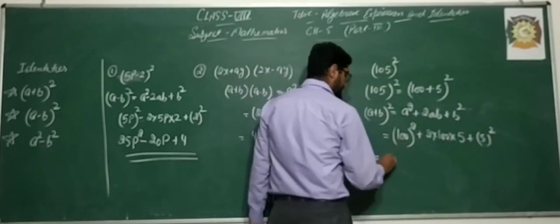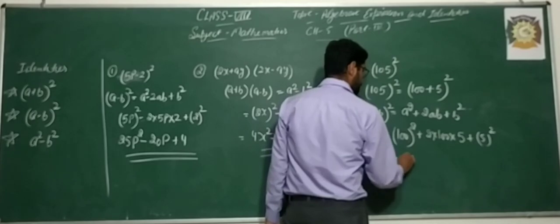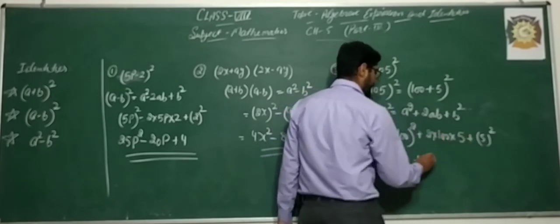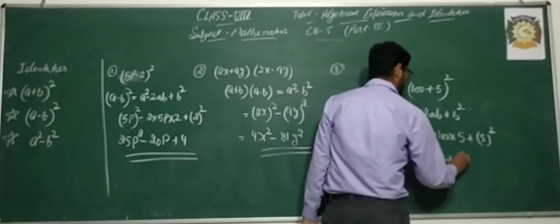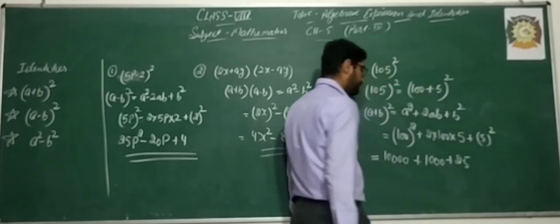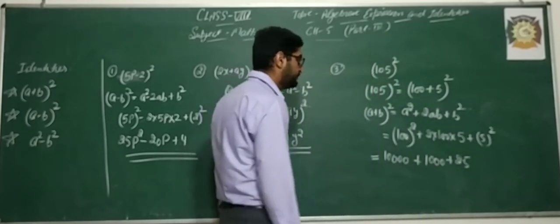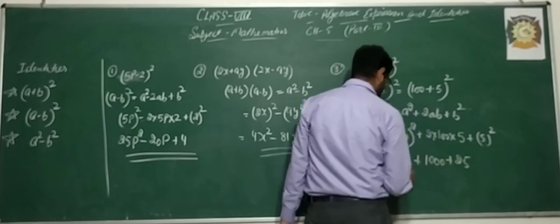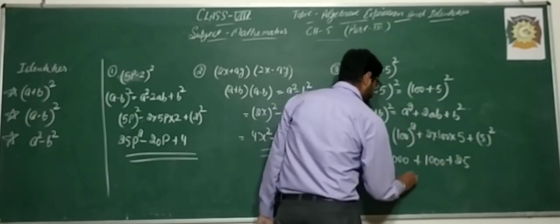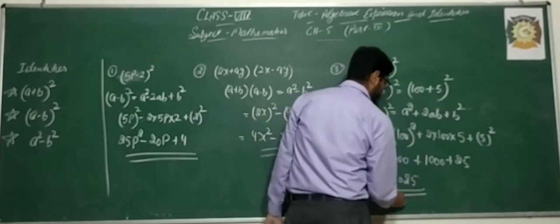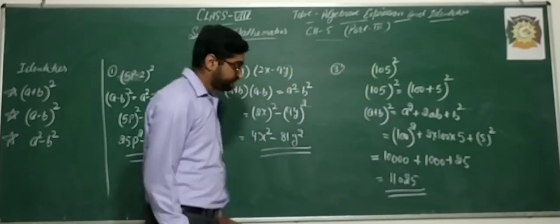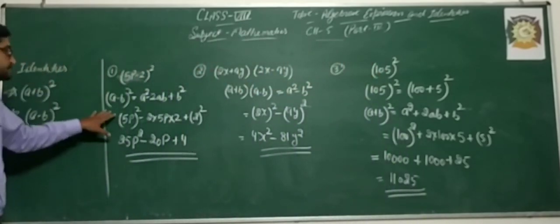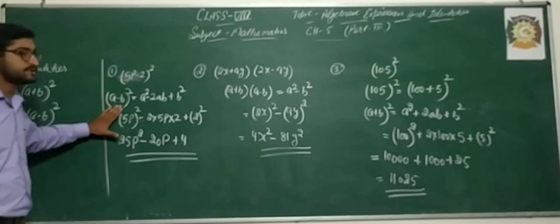This value is 10000 plus 5 into 2, 10. This will be 1000 plus 25. And when we add these three values, this will be 11025.